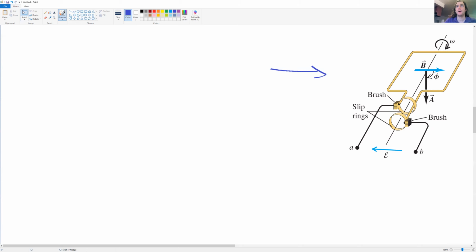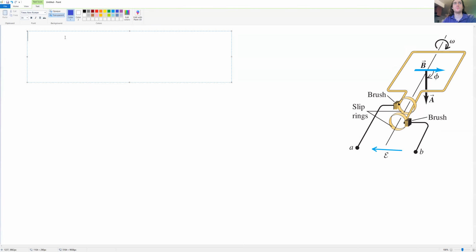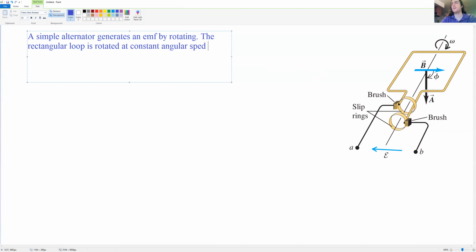Okay, so this question here, let me pull up the statement. Where is this example? Right here. So we have an alternator here, a simple alternator. I'll just leave the text in blue. It generates an EMF by rotating. The rectangular loop is rotated at constant angular speed, omega.